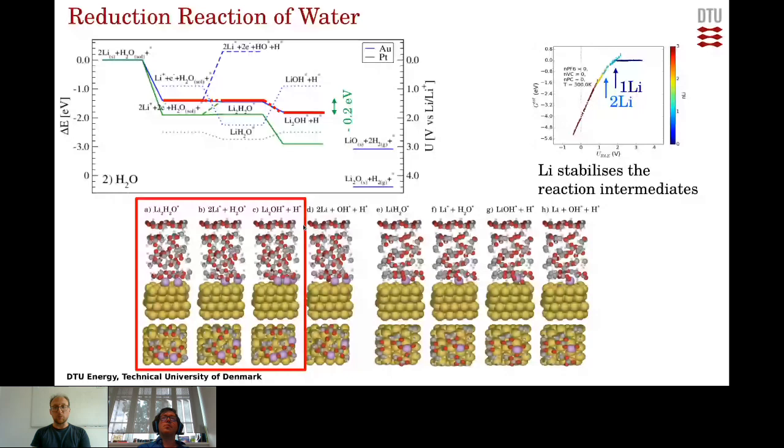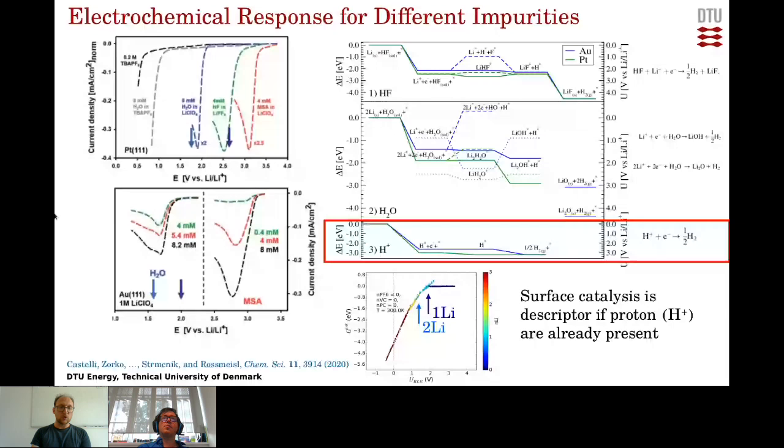But in this case, we need the presence of two lithium at the interface. So this explains the position here. Why does the water, in this case the blue curve, happen at an even lower potential compared to HF, which is in green? It's because we need a higher coverage of lithium on the surface, and that corresponds to a lower potential, as you can see at this point here. So the potential where we start having two lithiums at the surface is the yellow one here. It happens at around half a volt lower than for lithium alone, and you can see this both for gold and platinum.